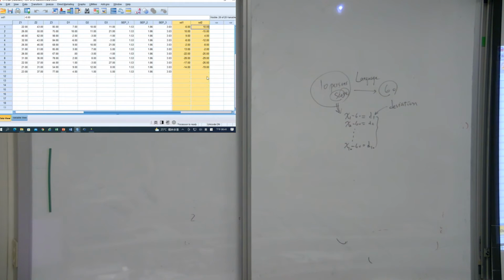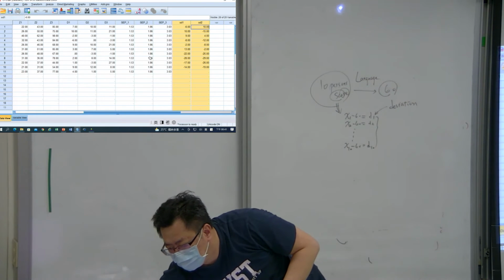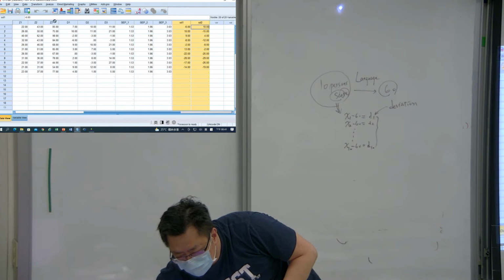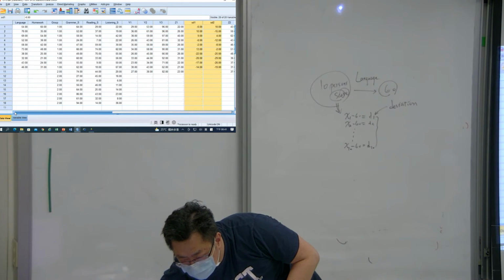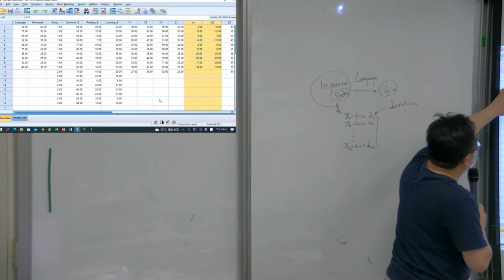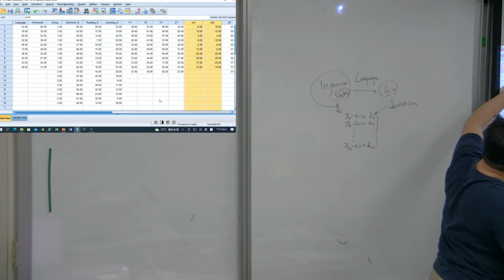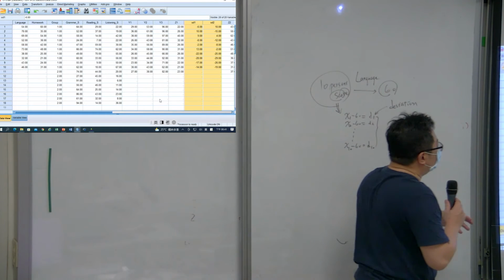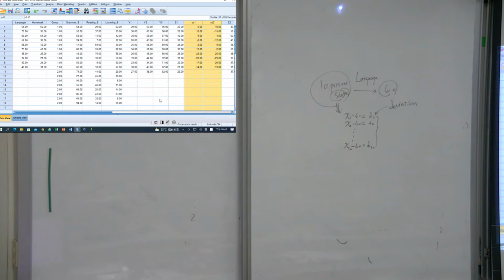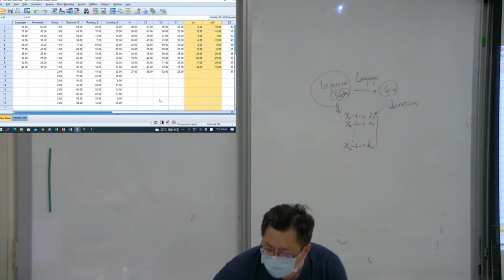Minus 6 is the 45 minus 60, so it's minus. Yeah, understand? Positive. Because the first one is 54, so minus 60 is minus 6, okay? That's okay. Yeah, so we use these two variables, the new variables, for the analysis.